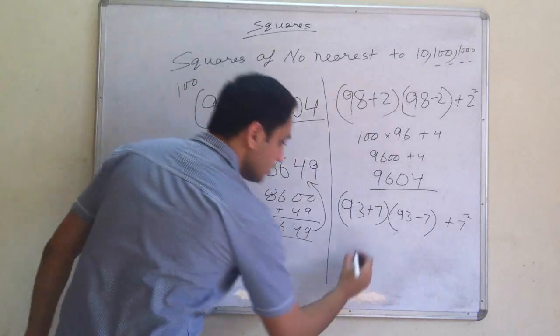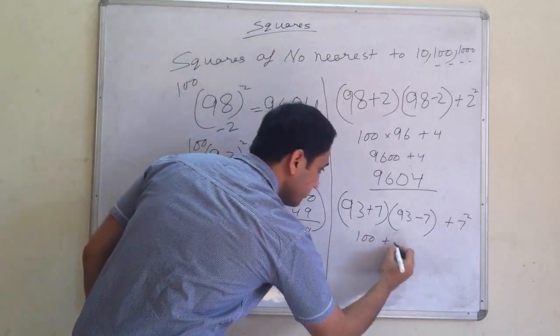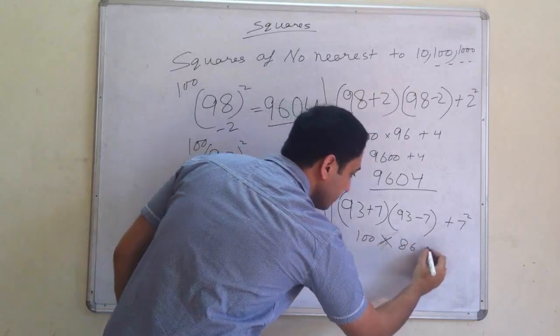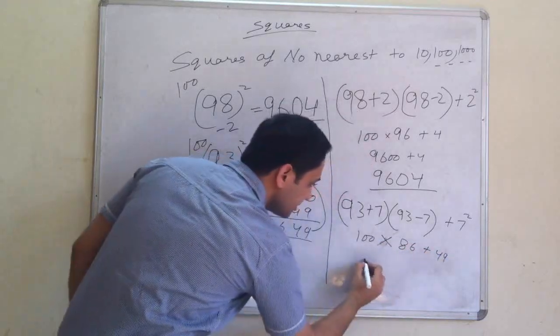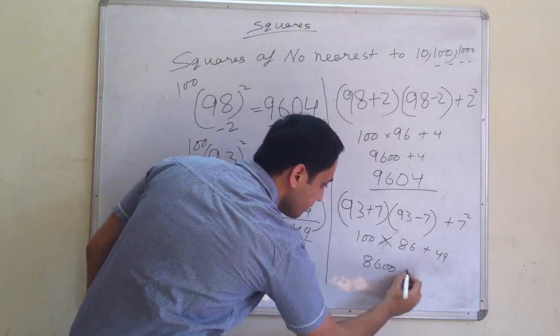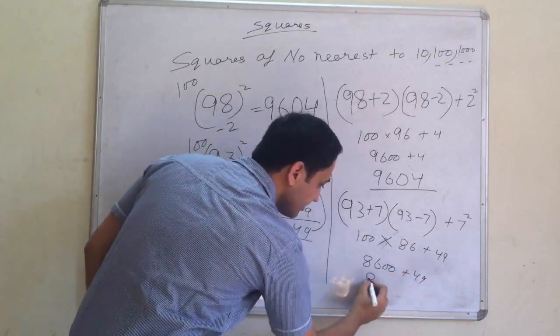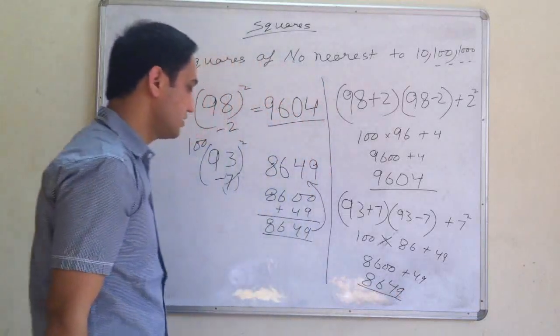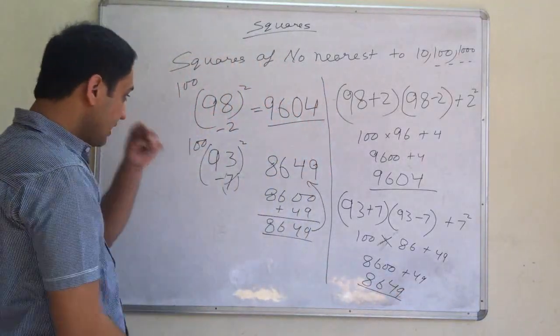This is the method. So there will be 100. There will be multiply here. 86 plus 49, which is 8600 plus 49. 8649. This is the answer. Okay.